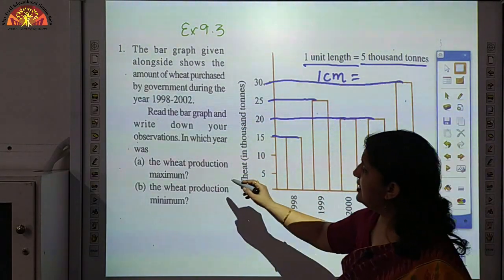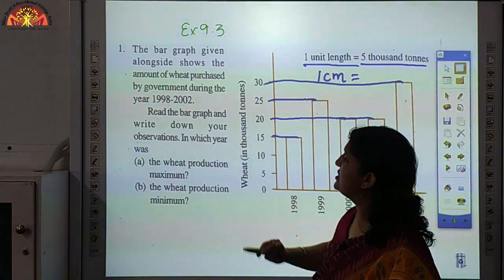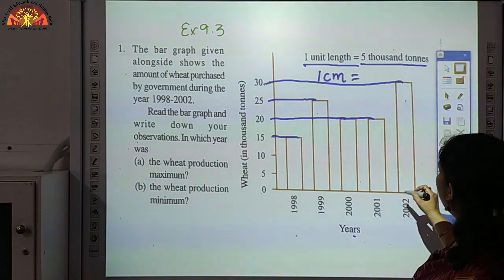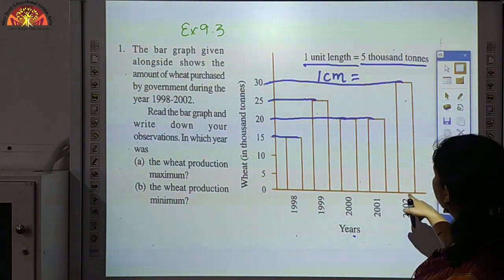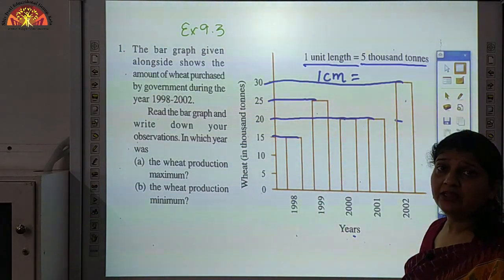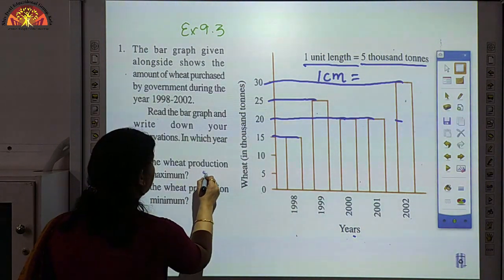Now give the answers of the question. The wheat production maximum in which year was? कौन से ईयर में wheat production maximum हुआ है? So year is 2002. 2002 में जो wheat production हुआ है that is 30,000 tons. So we give the answer 2002.